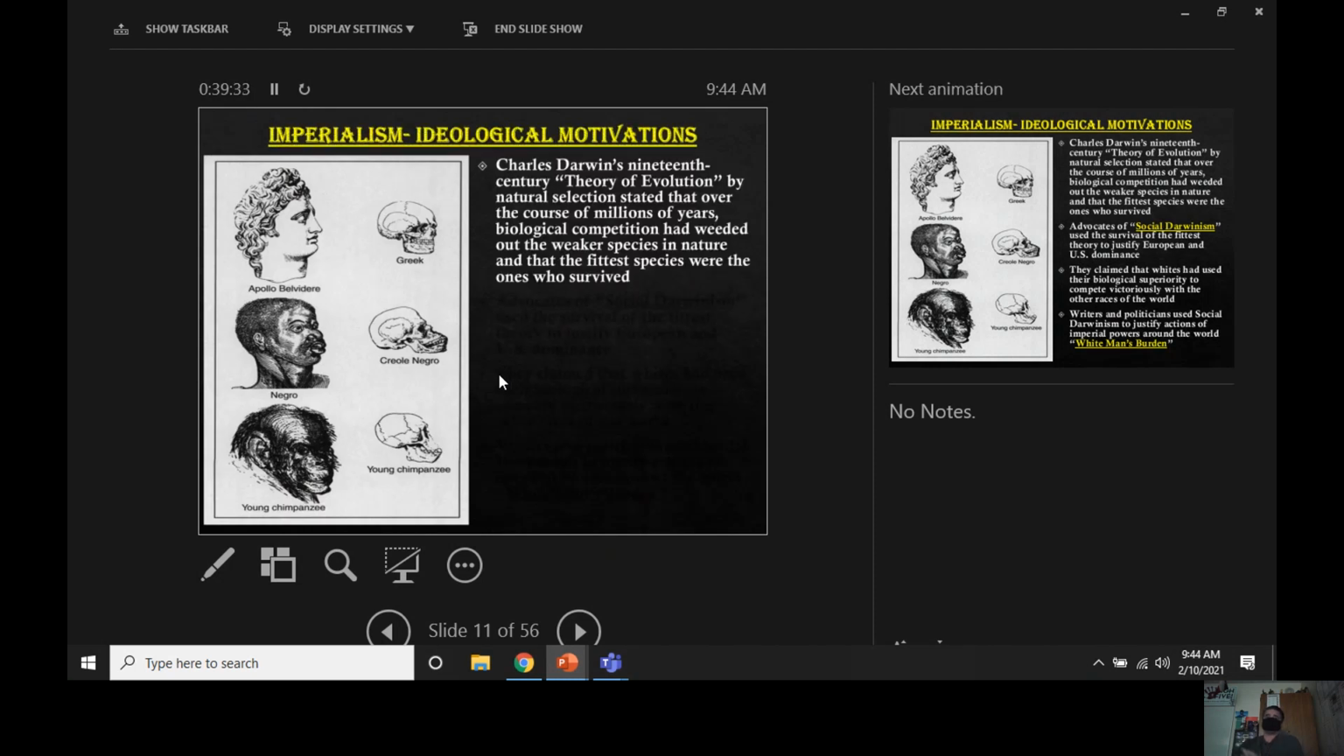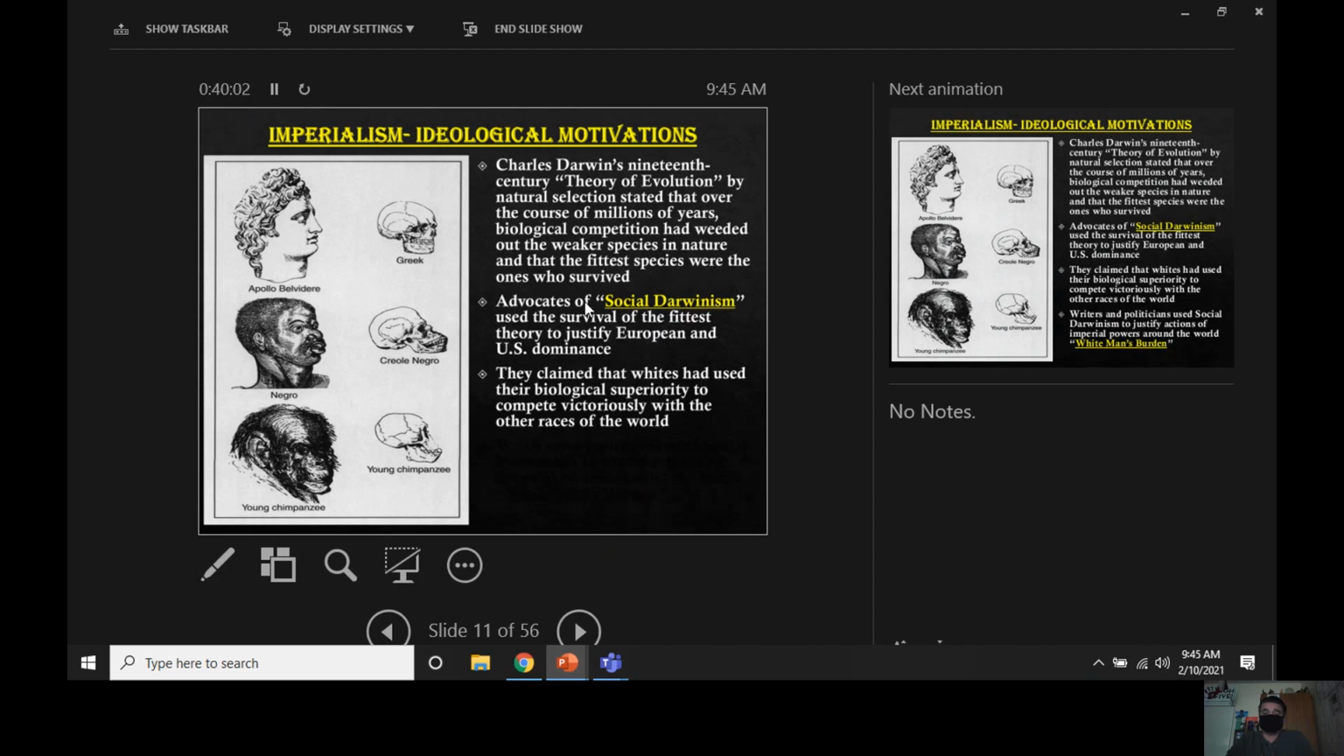Charles Darwin's 19th century theory of evolution by natural selection stated that over the course of millions of years, biological competition had weeded out the weaker species in nature, and that the fittest species were the ones who ultimately survived. Advocates of something called social Darwinism, kind of an offshoot of this theory, used the survival of the fittest theory to justify European and U.S. dominance. They claimed that whites had used their biological superiority to compete victoriously with the other races of the world.